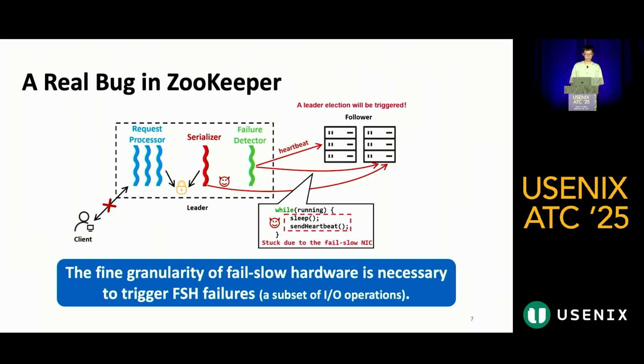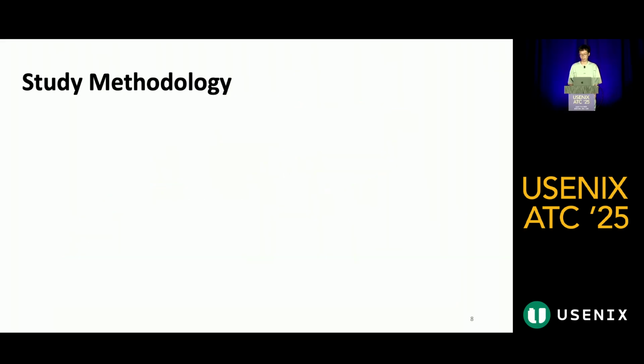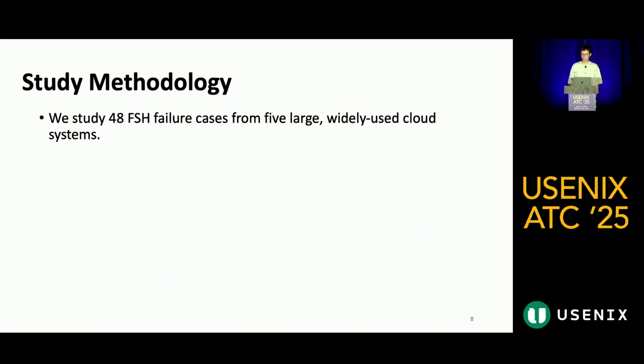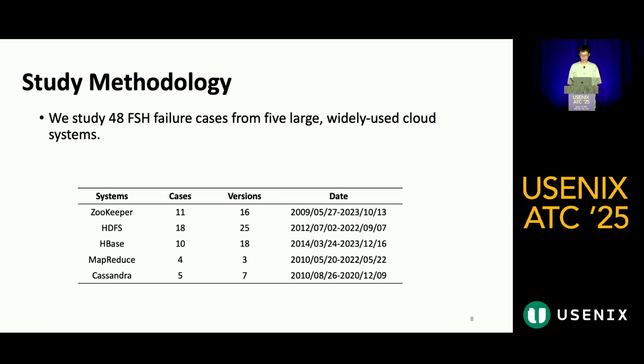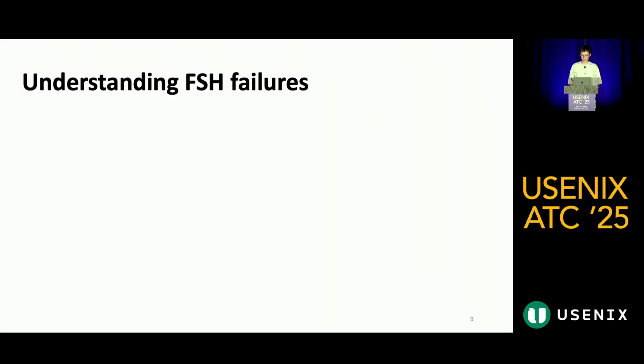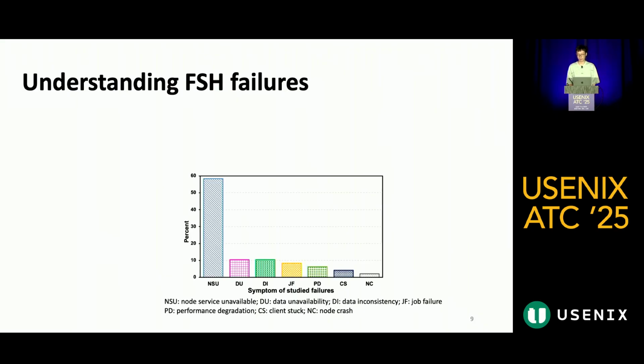From this example, we observe a key characteristic. The fine granularity of fail-slow hardware is necessary to trigger FSH failures. To confirm this observation and deeply understand fail-slow hardware failures, we studied 48 FSH failure cases from 5 large, widely used cloud systems. The functionality of these 5 cloud systems is diverse, including coordination servers, file systems, data analytic frameworks, and a database. After studying these failures, we made some findings.